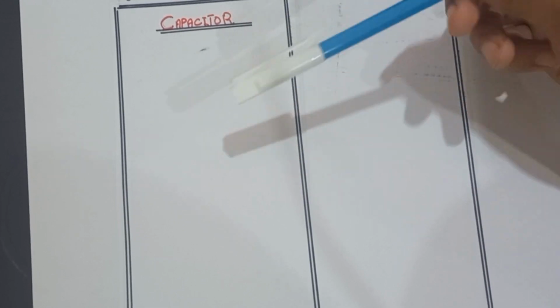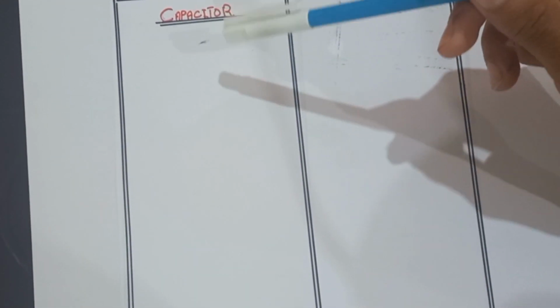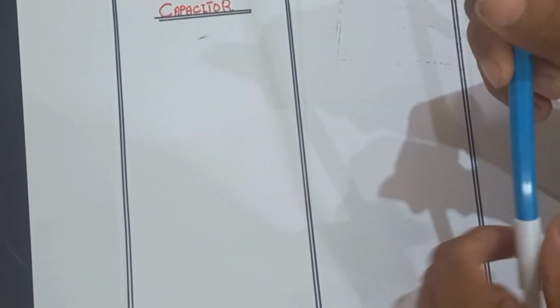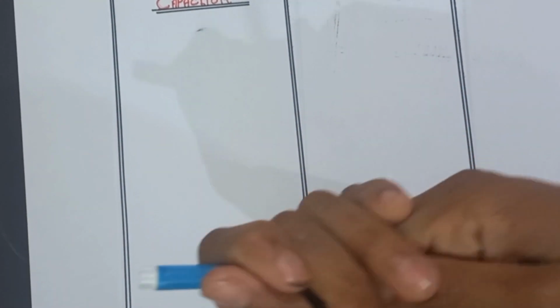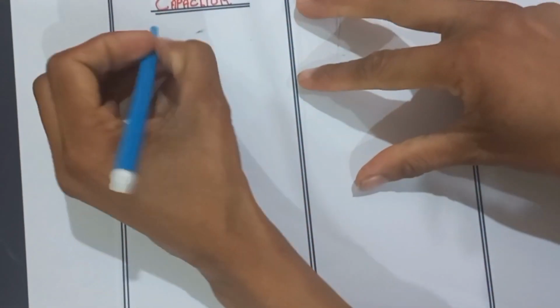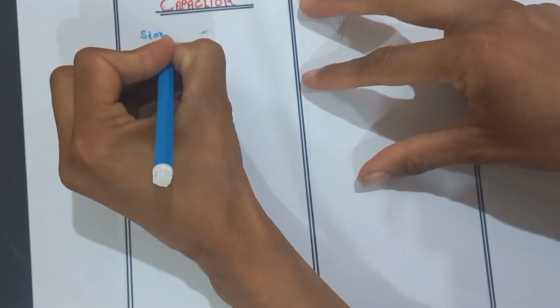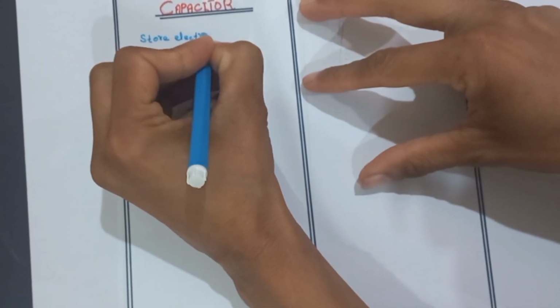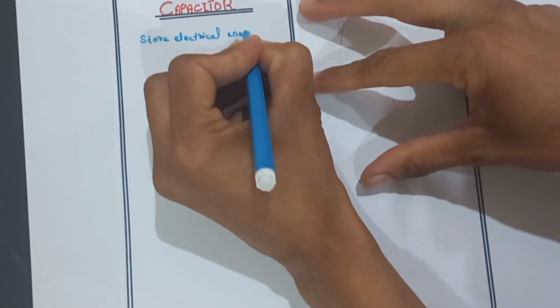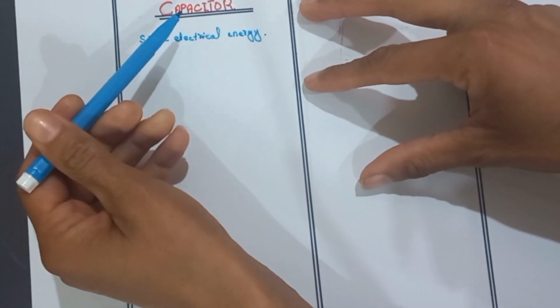Capacitor is an essential component of any circuit design, and in fact after the resistor it is the second most important component in the circuit. Now these capacitors are available in various sizes and shapes. The basic function of the capacitor is to store electrical energy. For storing electrical energy we use a capacitor.